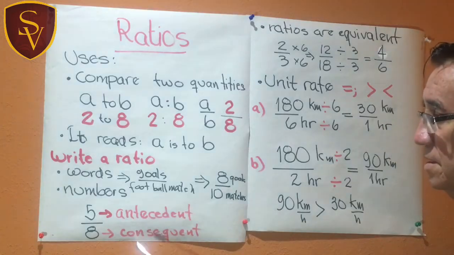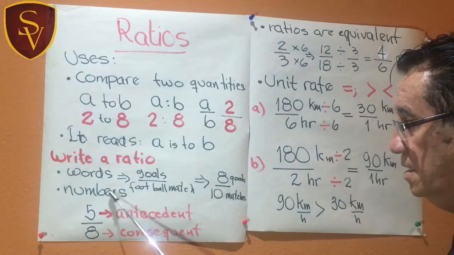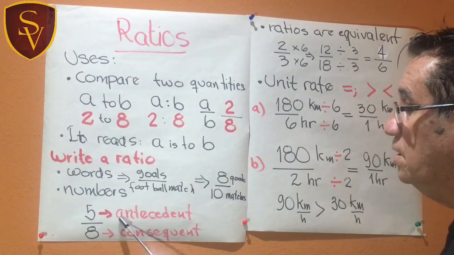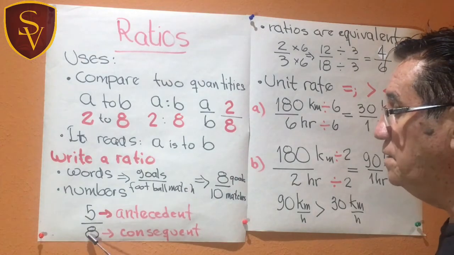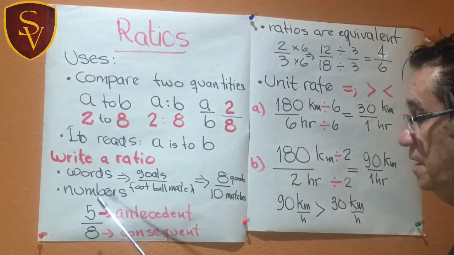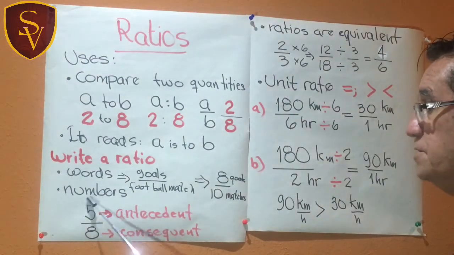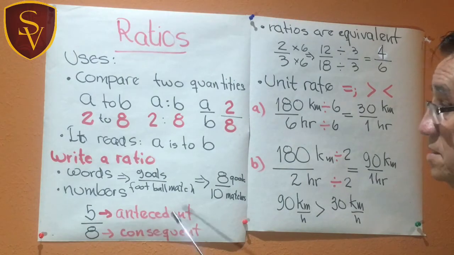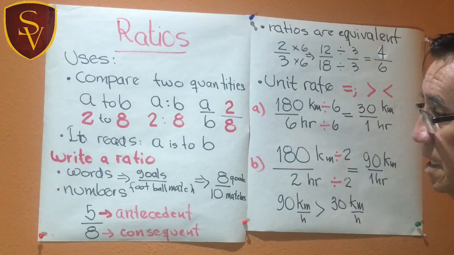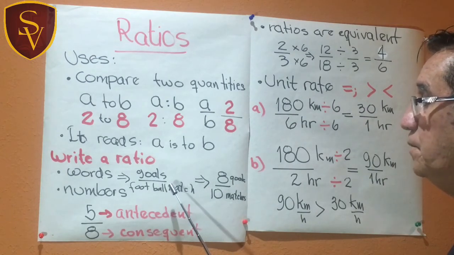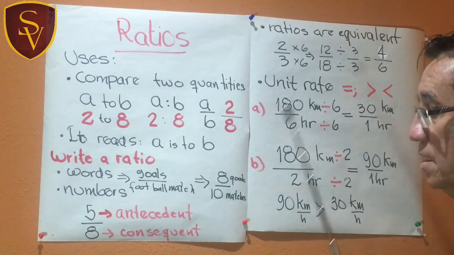Basically, a ratio is written in the way of a fraction. The upper number is called the antecedent and the lower number is called the consequent. That means that there is an action and there's a consequence of something that has happened. That's why we use in words something that is going to be compared with another action.